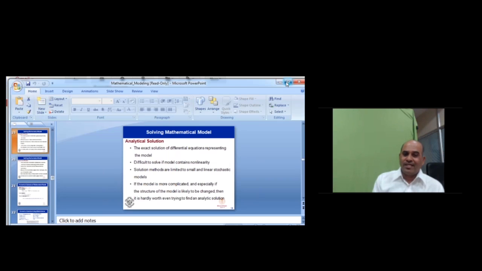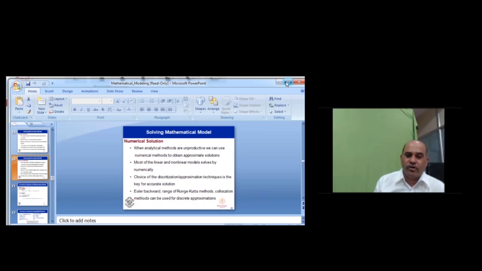What exactly is the numerical way? The numerical way is nothing but a discrete approximation of your equations, represented in time domain form. So when analytical methods are unpredictable, we can use numerical methods to obtain an approximate solution. So it's an approximate solution. Since I'm approximating my differential part, the accuracy of the solution definitely depends upon how correctly you are approximating. Most linear and non-linear models are solved the numerical way, but here the choice of discretization and approximation technique is the key for an accurate solution.